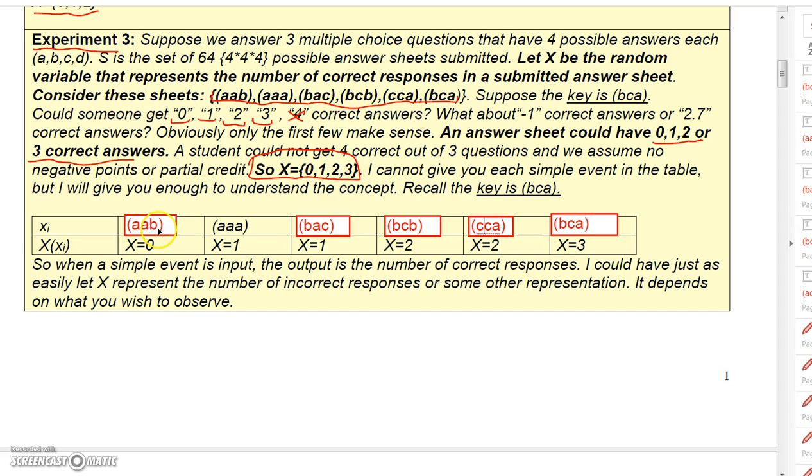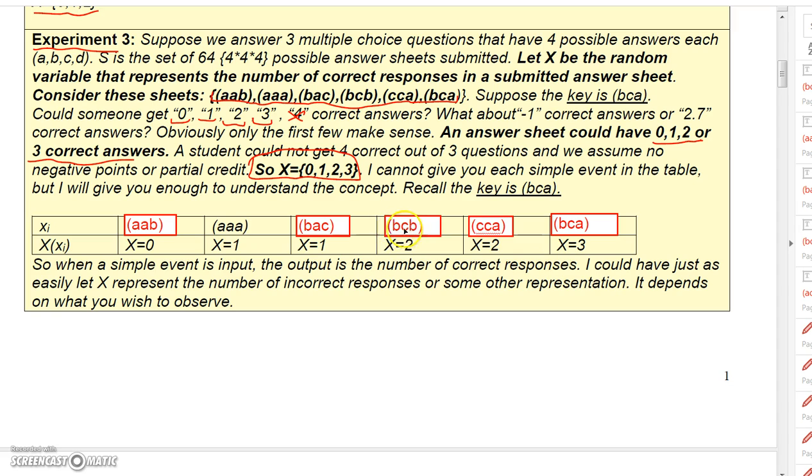But anyway, if a person turns in the sheet AAB and X represents the number of correct answers, remember the key is BCA. So if they answer AAB, then they're going to get none of the answers correct. So X is going to be 0. Now if they turn in the sheet AAA, they're going to get only the last one correct. So in that case, the random variable would equal 1 for 1 correct answer. If they turn in BAC, then they would only get the first one correct. So that would be 1 correct answer.